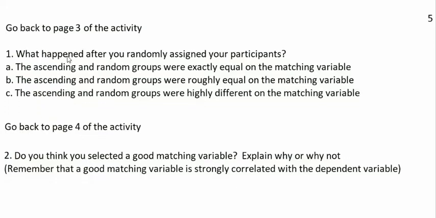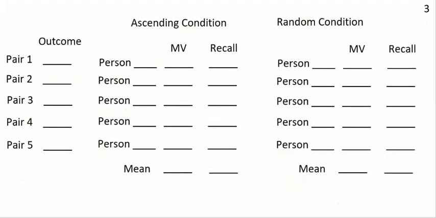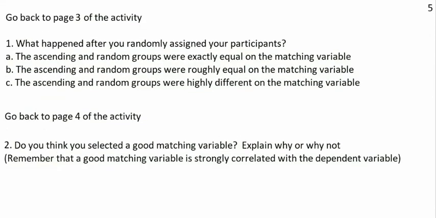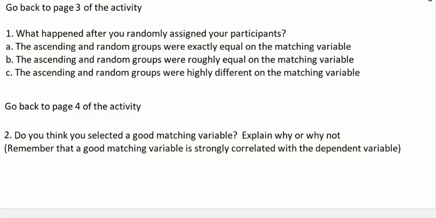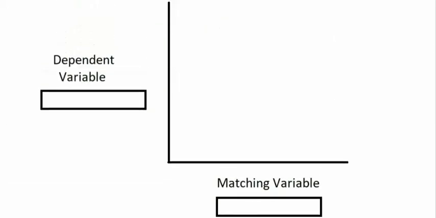This question says, what happened after you randomly assigned your participants? Were the two groups exactly equal, roughly equal, or highly different on the matching variable? Well, you have to go here and look at the two mean scores on the matching variable for ascending and random. If you did the matching well, they should be equal or roughly equal because that's what the matching is supposed to do. And then here, decide if you picked a good matching variable and explain why or why not. And you have to look back at your scatter plot here to make the decision.